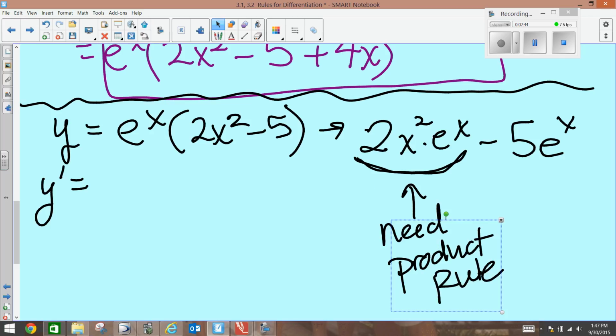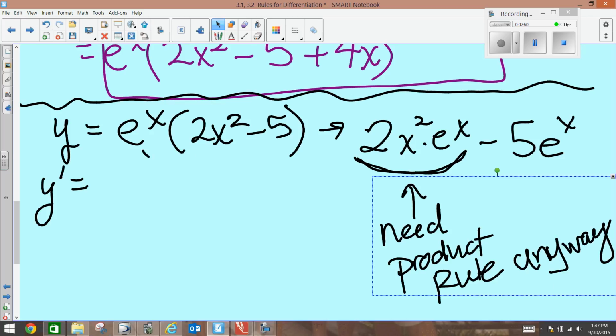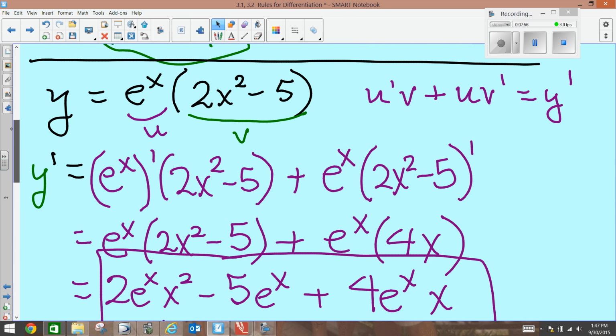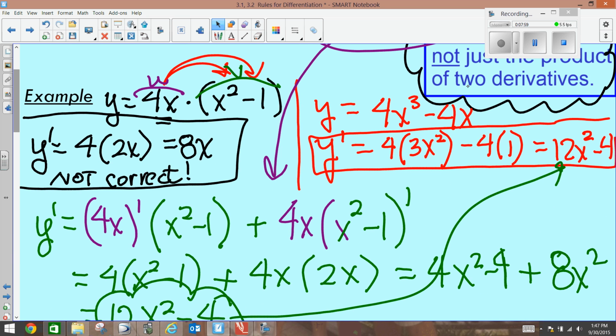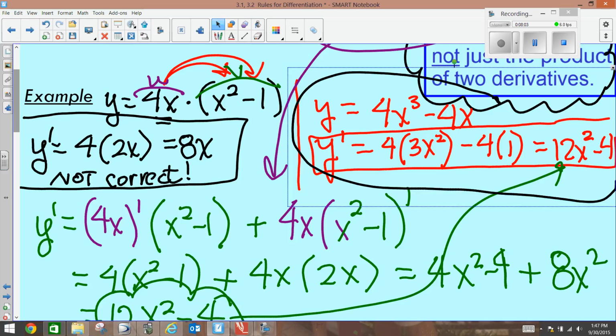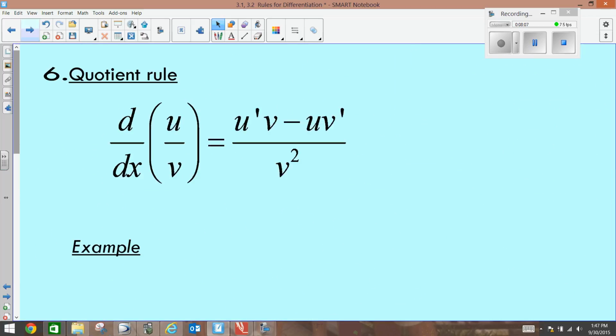Anyway, so there's no point in multiplying it out, distributing, when we're trying to get away with the product rule. Over here, remember on that first example, we totally didn't use the product rule. Okay, so here we go. Quotient rule. All right, the quotient rule.